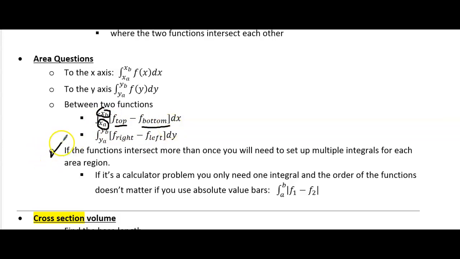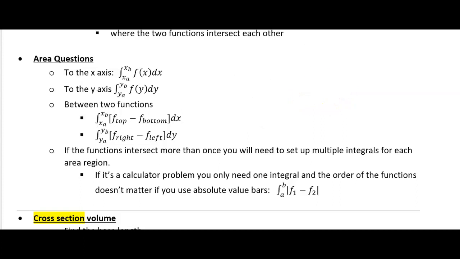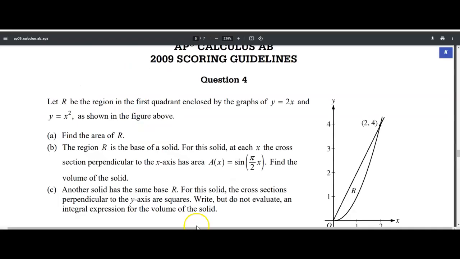Now down here it says if the functions intersect more than once, you'll need to set up multiple integrals for each area region. But in this problem, the graph looks like this, so there's only one area region. It's not like they're intersecting twice, creating two separate regions. So there we go. We're just going to be using this basic format here. So let's get back to the original problem.